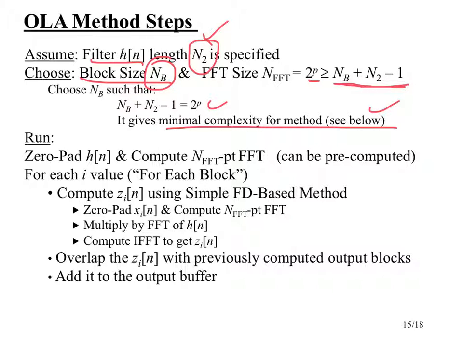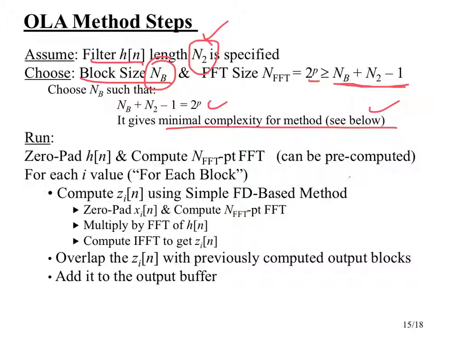Now for each block, I get a block in, and the big thing I'm going to do is compute the output z sub i of n. That is an appropriate linear convolution of the block with this filter, h of n. And I'm going to do it using the simple DFT-based method. I've outlined the sub-steps to do that with the little triangles there.